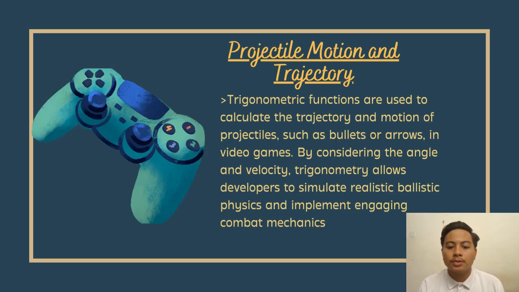Trigonometry is also used in projectile motion and trajectory. Trigonometric functions are used to calculate the trajectory and motion of projectiles, such as bullets or arrows. In video games, by considering the angle and velocity, trigonometry allows developers to simulate realistic ballistic physics and implement engaging combat mechanics.